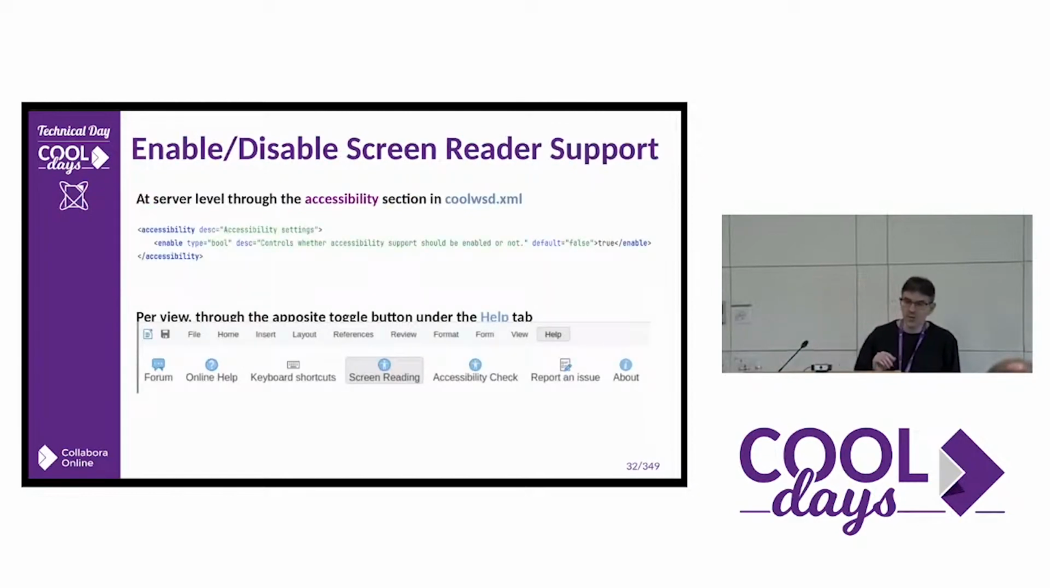So how to turn on or off screen reader support? That can be done at the server level through the accessibility section in the coolwsd XML configuration file, and also per view through the screen reading toggle button under the Help tab. This screen reading button state is saved locally in the browser storage and can be restored on the next session. Moreover, it's available only when accessibility is enabled at server level.